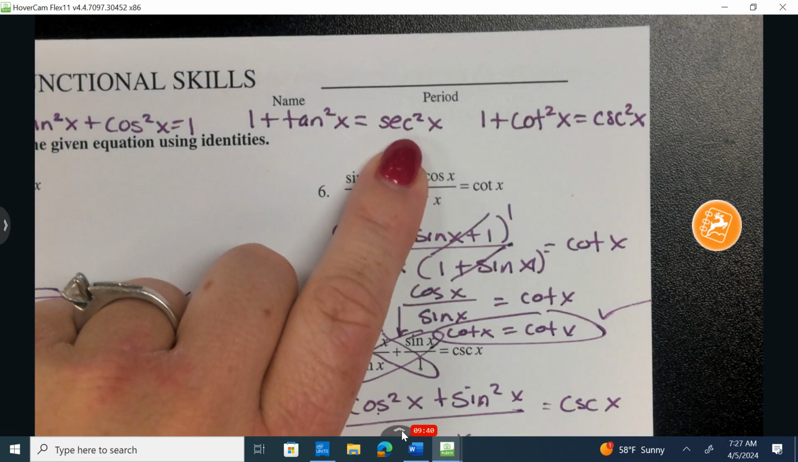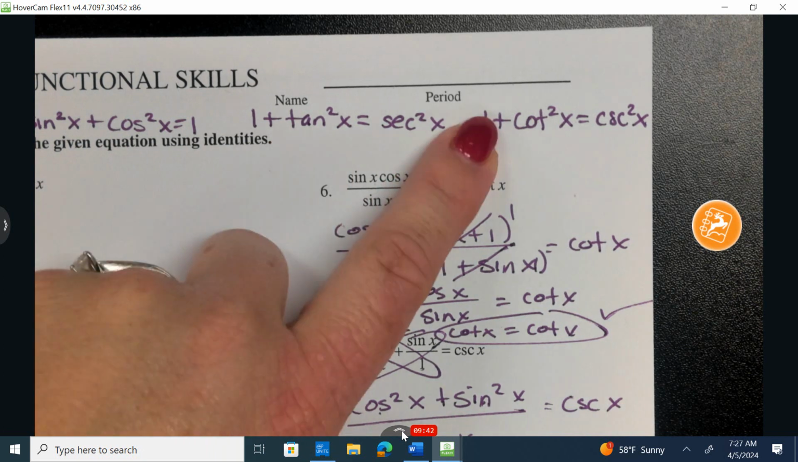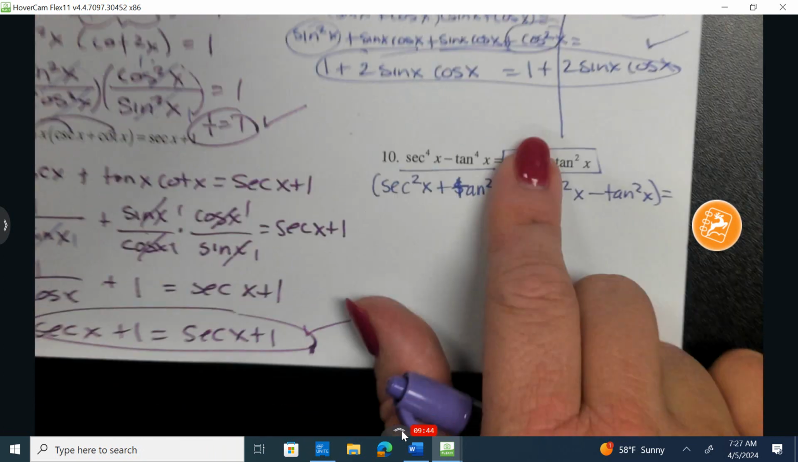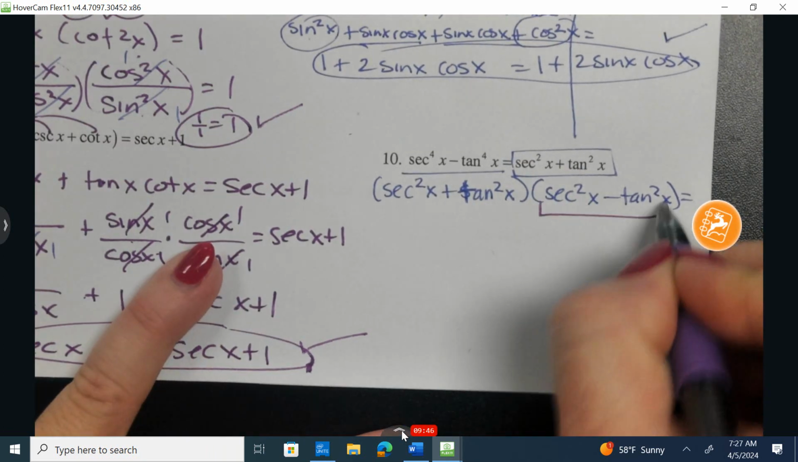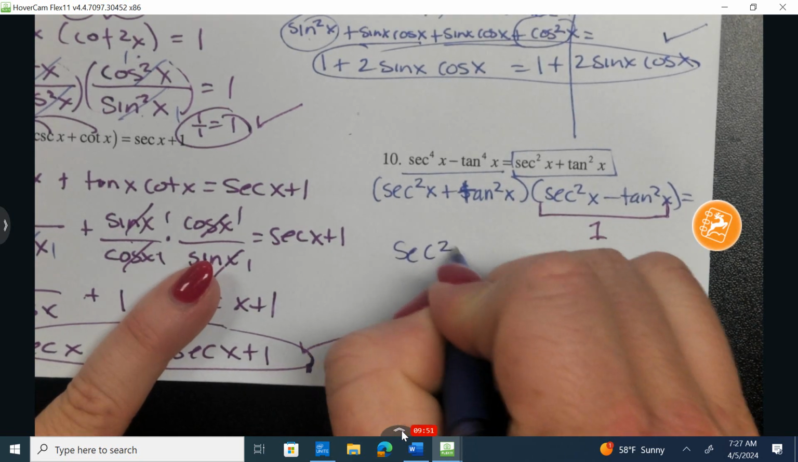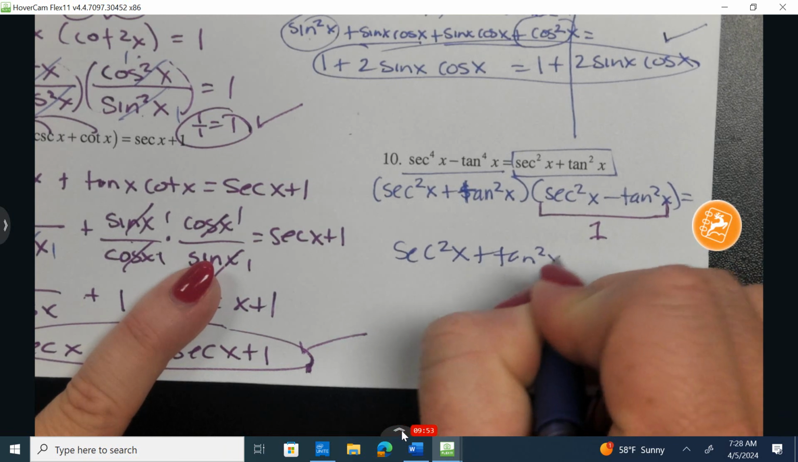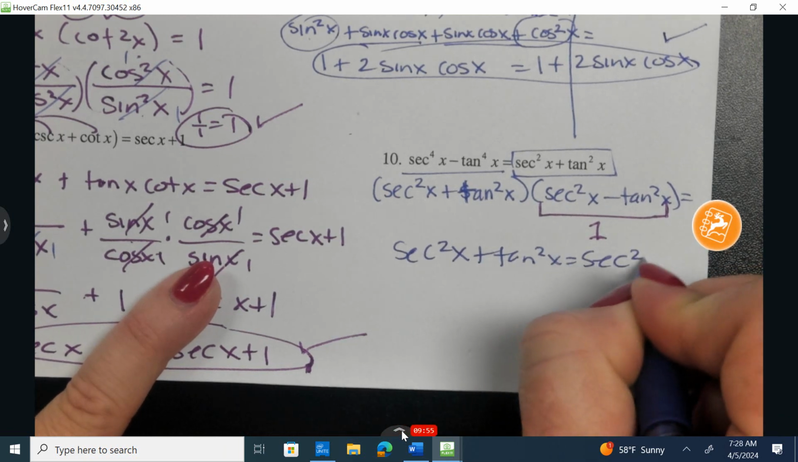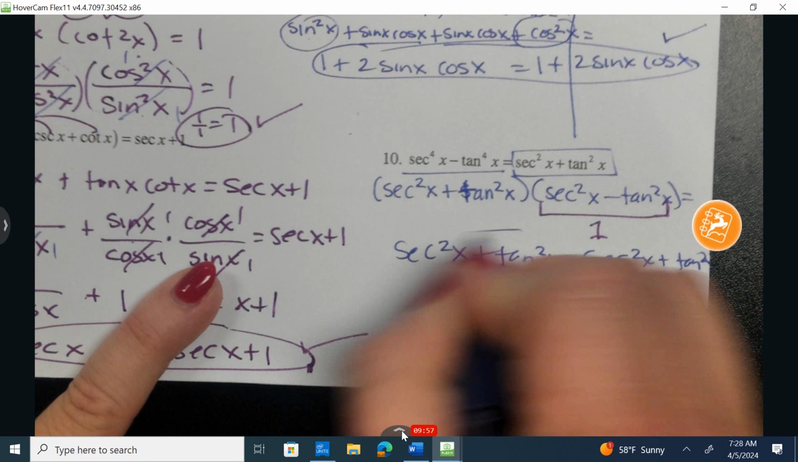What I recognize is that secant squared subtract tangent squared is equal to 1. So 1 times this quantity is simply secant squared x plus tangent squared x. And now we have the left side is equaling the right side.